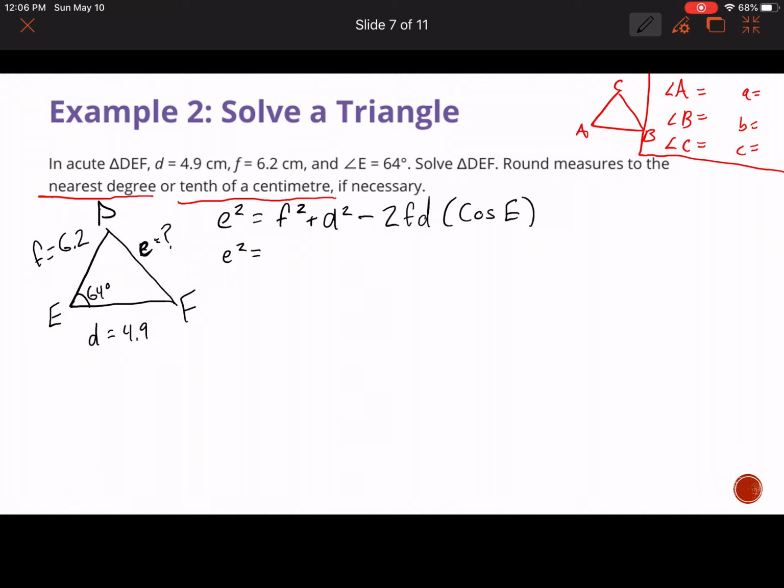So e squared equals 6.2 squared plus 4.9 squared minus 2 times the cosine of 64. And some calculators you need to put double brackets in there.